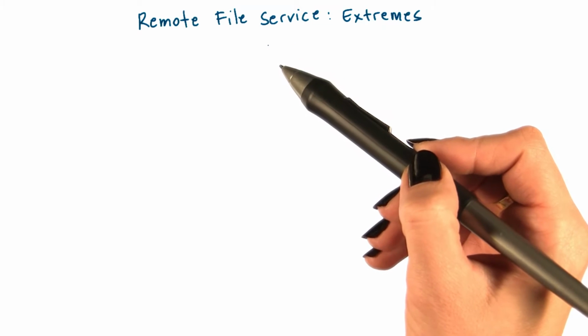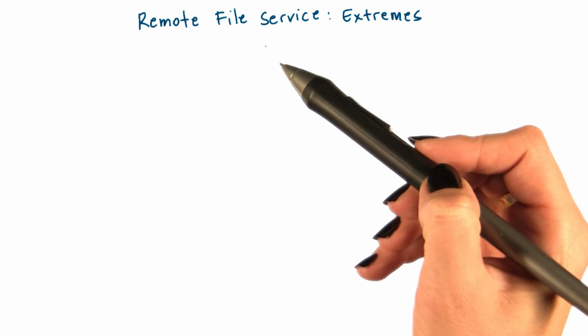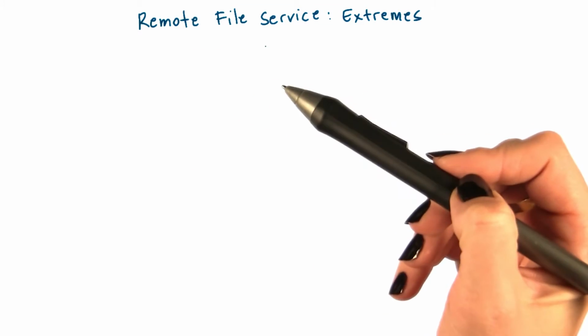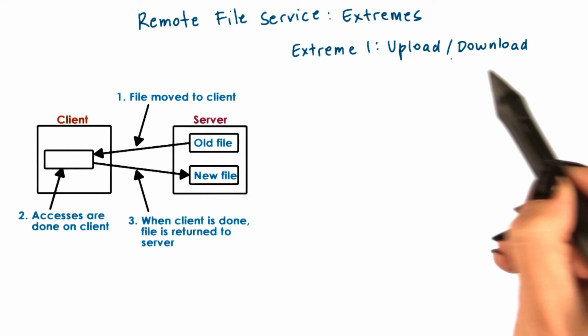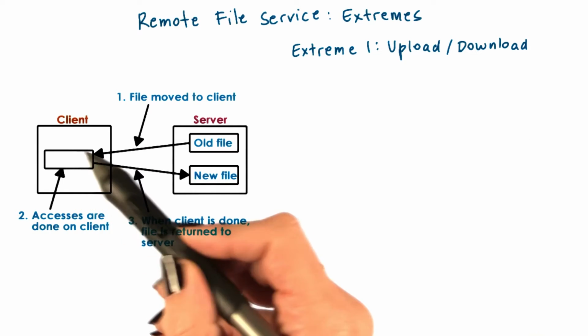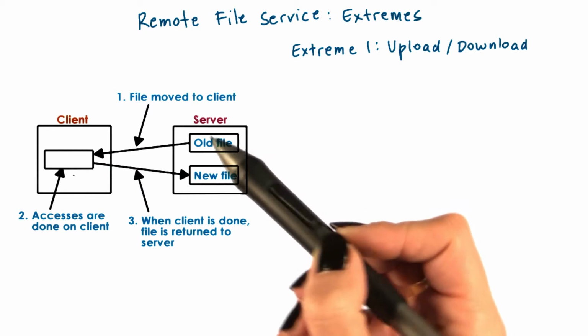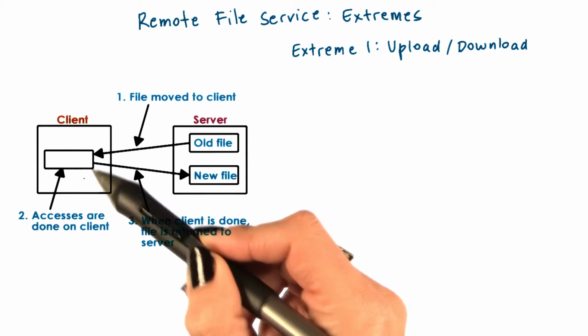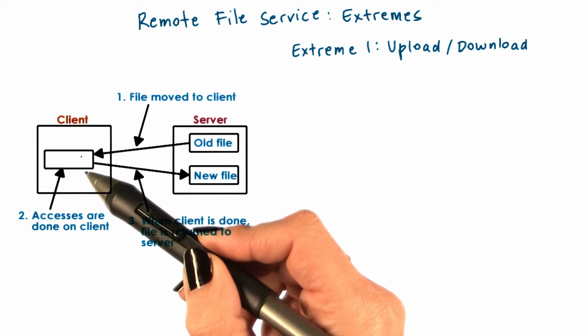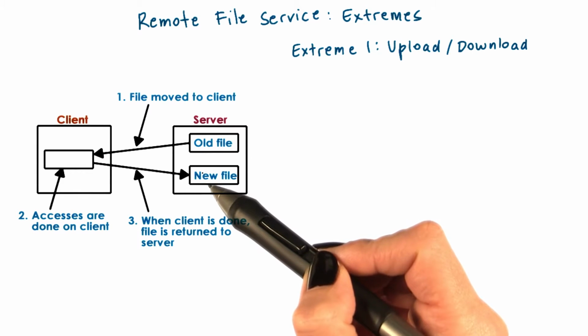Let's look at the different ways that a remote file service can be provided. We will assume that there is one client and one server. First, at one extreme, we have what is called the upload-download model. This means that when the client wants to access the file, it downloads the entire file, performs the operations locally, and then when done, it uploads the file back to the server.